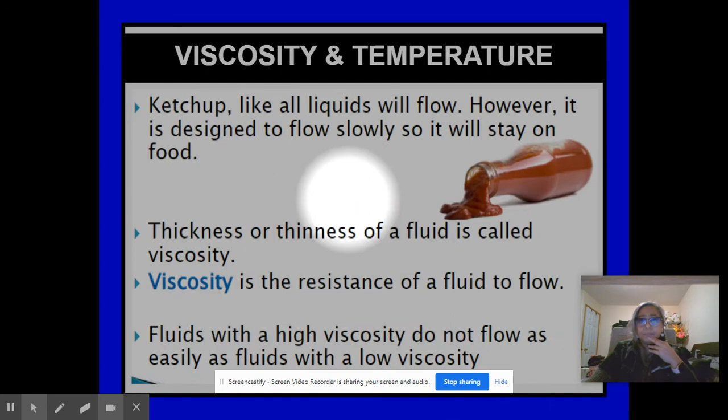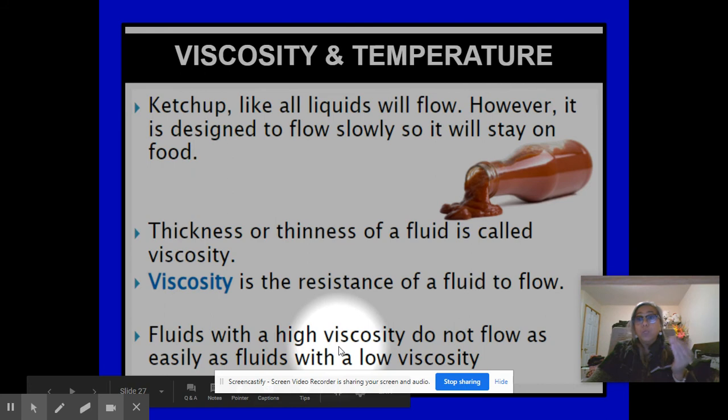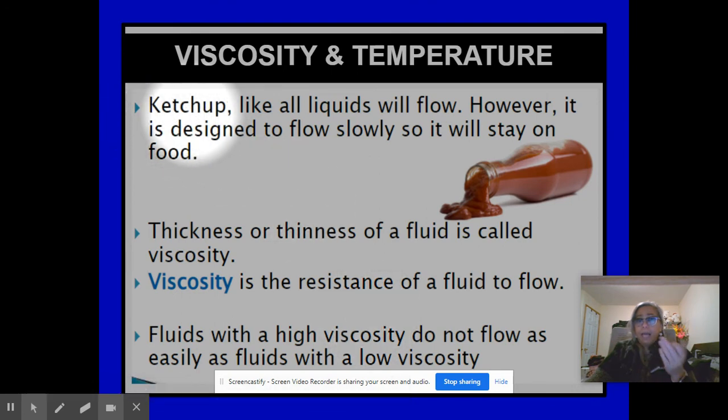Now, how about the effect of temperature, right? Now, this brings in the idea of thick fluids or thin fluids. And that's all about viscosity. It is the resistance of a fluid to flow. So thickness or thinness of a fluid is called viscosity. Fluids with a high viscosity do not flow as easily as fluids with a low viscosity, right? So an example that I've included would be ketchup, right? It flows slowly. So we can say it's a thick fluid.